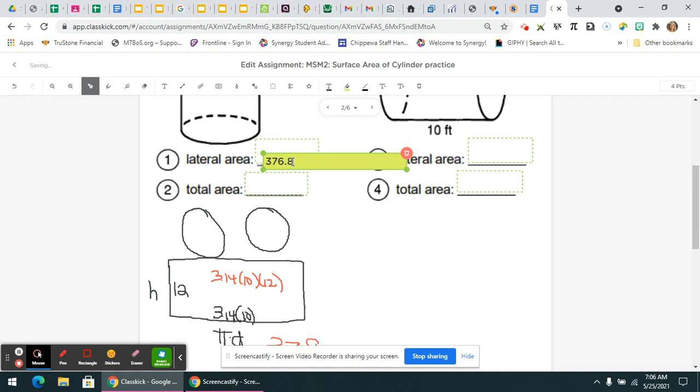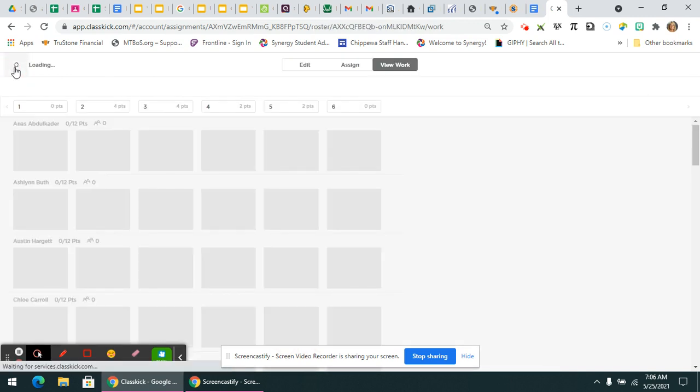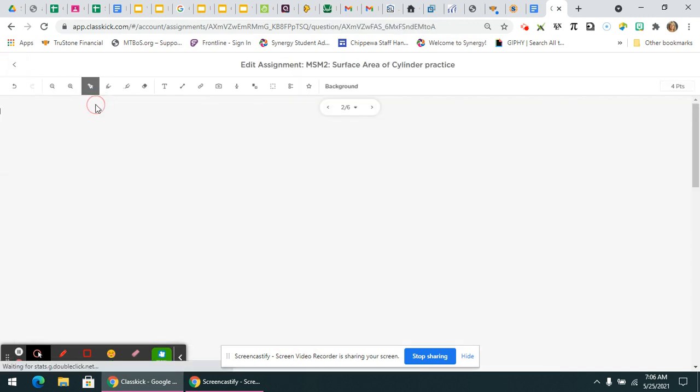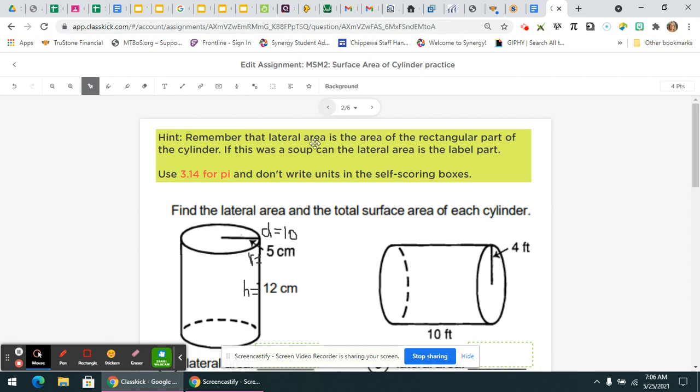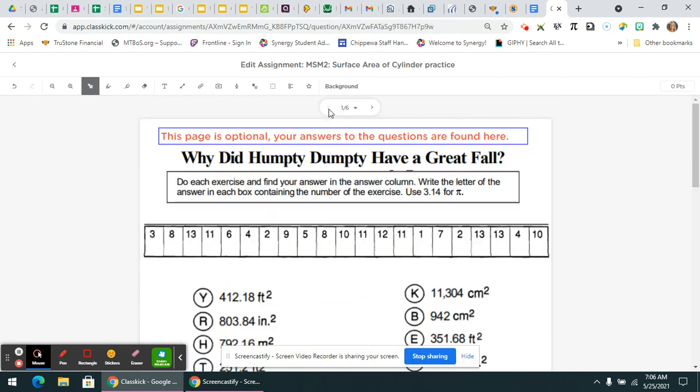376.8. Okay, and once that's in there, now that's good. I'm just going to go back and check. So my lateral area, I'm going to look on my first page and look for a number that has 3. Goodness. Did it stay? Yes. Oh, thank goodness. Okay, there we go.